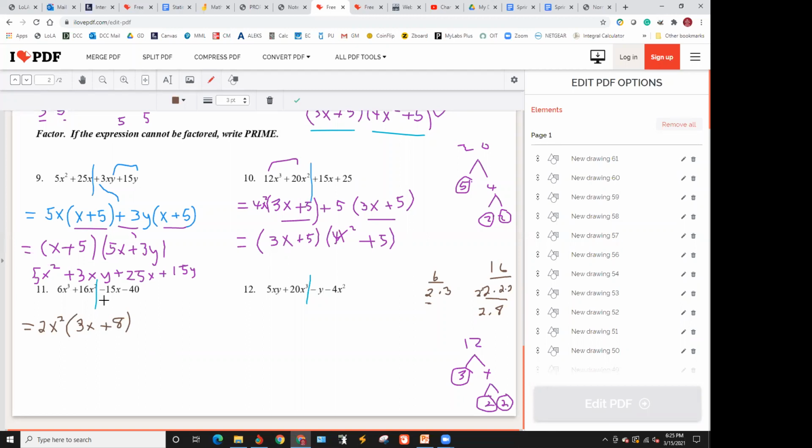Now, here's what I said: you bring down this sign. That's important. Now, out of these two, there's no x common, but one ends in 5, one ends in 40. So 5 is a common factor. -5 into 15x is 3x. And -5 into -40 is +8. All right, there's the repeating one.